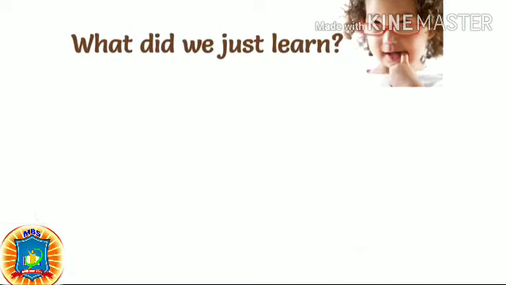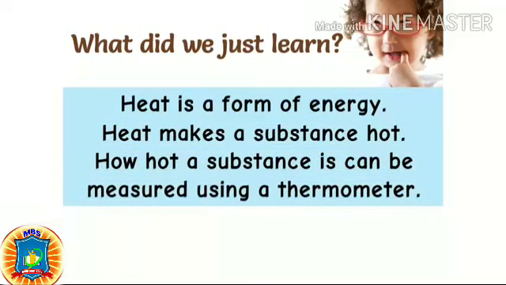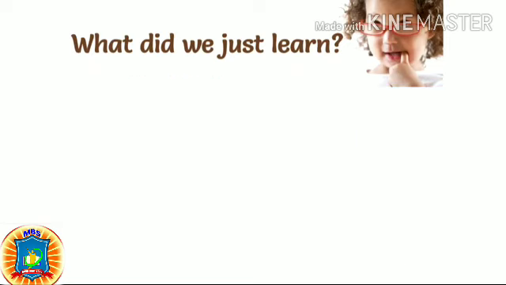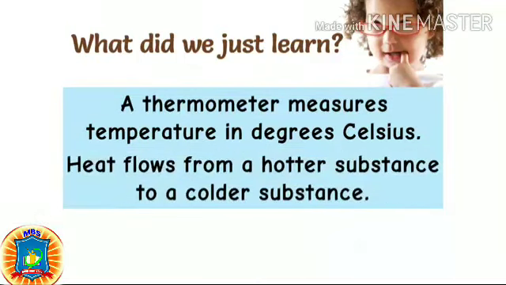What did we just learn? Heat is a form of energy. Heat makes a substance hot. How hot a substance is can be measured using a thermometer. A thermometer measures temperature in degrees Celsius. Heat flows from a hotter substance to a cooler substance.